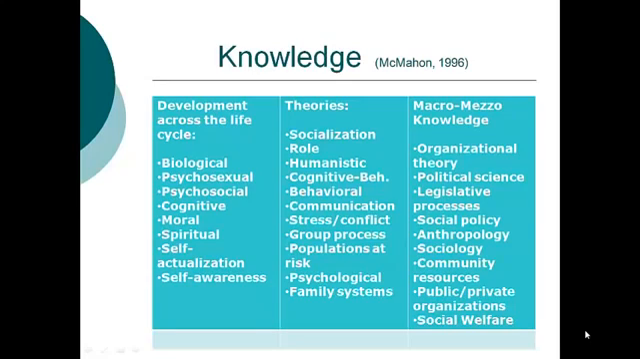Here are some examples of the knowledge base of social work. We have development across the life cycle, which is usually studied in your human behavior and social environment course, but also in other courses. So that's information related to biological processes, psychosexual, psychosocial, cognitive, and moral processes. Then we have our theories. These are more psychological and skill-based theories such as socialization theory, role theory, humanistic theory, cognitive behavioral theory, communication theory, etc. Many of these we'll be going over in this course. And then there's the knowledge base that is most related to macro-mezzo social work practice, such as organizational theory, political science, legislative processes, social policy, anthropology, including your broader social welfare systems.